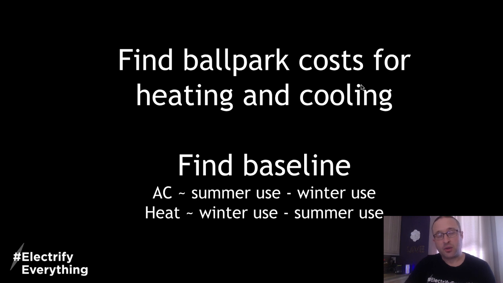So then the next thing you need to do is find ballpark costs for heating and cooling. So you need to find your baseline so you understand you're going to have lights on all year. A little bit more in winter, a little bit less in summer usually, but there's always going to be lights. You're going to have cooking, you're going to have your refrigerator. You need to figure out what the ballpark cost of the air conditioning is. And then for the heat, you need to figure out what the ballpark cost of that is. And the easiest way to figure that out is by looking for the baselines. So for air conditioning, you take summer use and you subtract out winter use, like per month, and that's going to give you a ballpark idea.